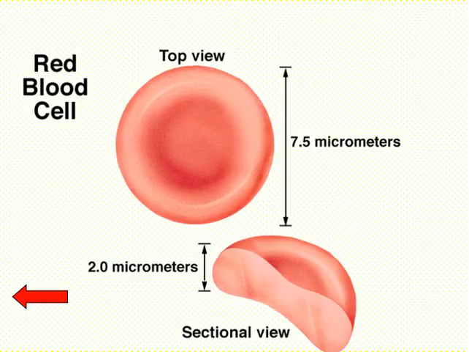So a biconcave disc with no nucleus, and they are packed full of hemoglobin. By not having a nucleus, there's more room to have hemoglobin in there. And by having the biconcave disc shape, we get a lot of surface area without taking up much space in the capillaries. All right, so large surface area, but not using up a whole lot of space. They're packed full of hemoglobin, I mentioned already.